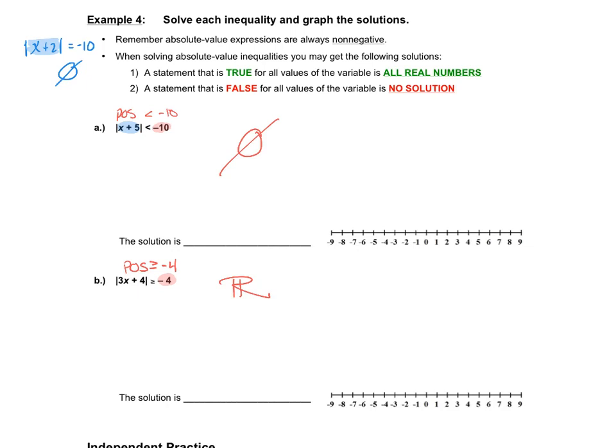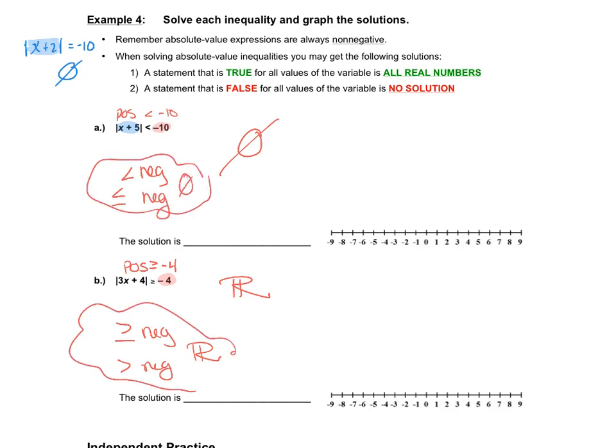So if it's less than, it's going to be no solution. If it's greater than, it's going to be greater than a positive. If it's greater than a negative number, or just greater than a negative, that's always going to be true. If it's less than a negative or less than or equal to a negative, it's always going to be no solution. So if that helps, you can memorize it.